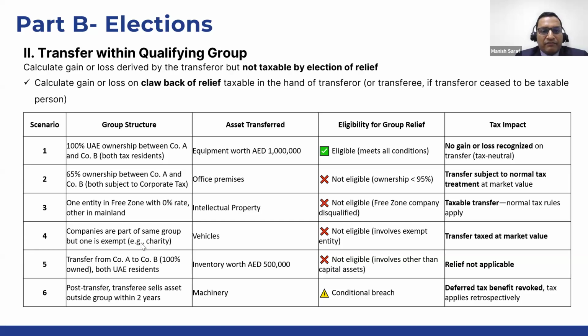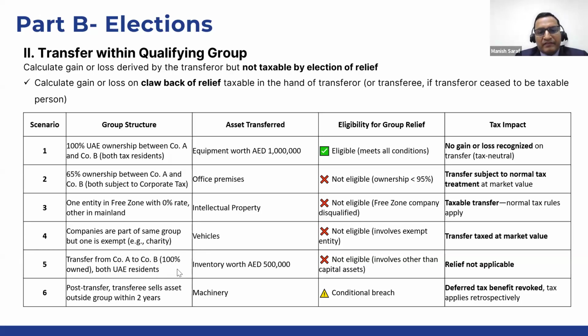Now, companies that form part of the same group, where one is exempt. If another entity is exempt because of its business nature, like a charitable institute. So A is a commercial entity, B is a charitable institute. In that case, any transfer happening is not eligible, because they are not forming a qualifying group.